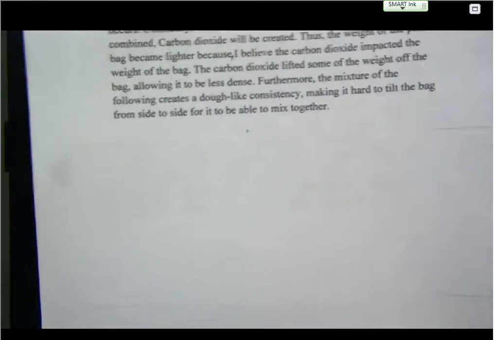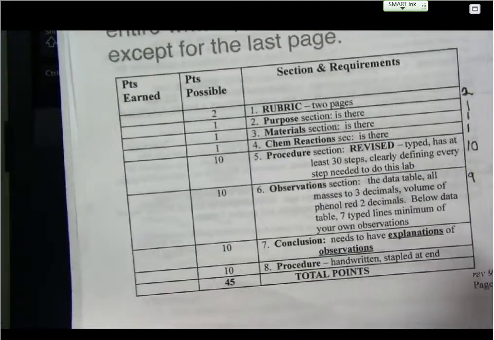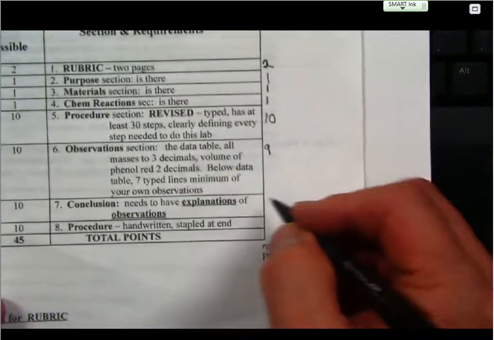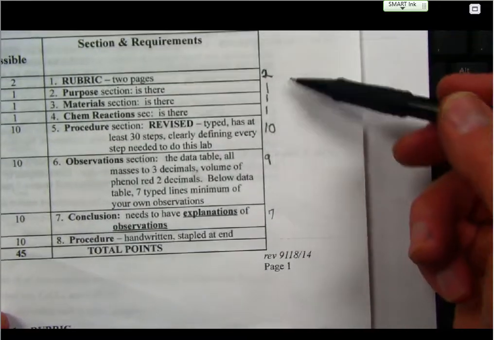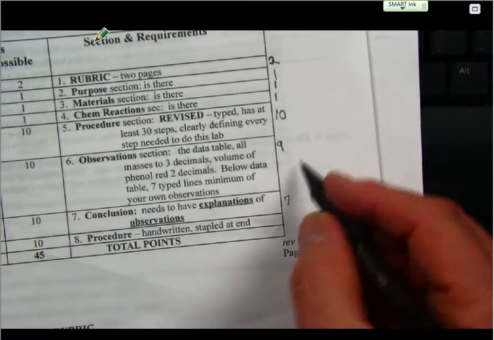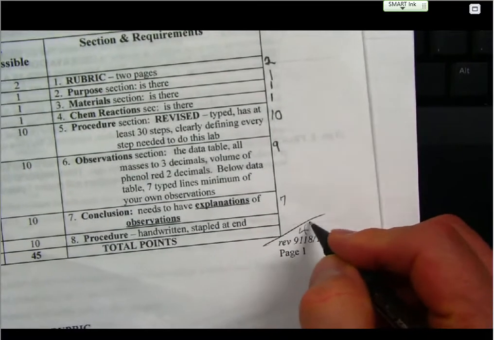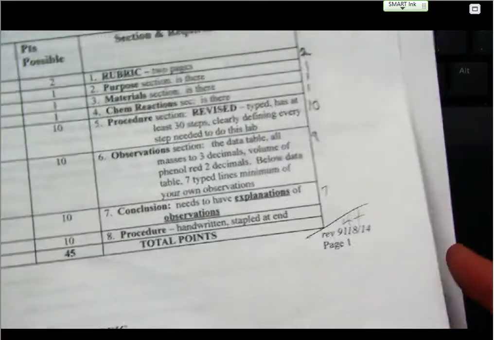So what I would give her on the conclusions in this one would probably be, which is really not too bad, I'd give her a 7 on conclusions. So basically she has lost 4 points. So she comes up with 44 on this grading. Pretty good. That's a very, very good score.